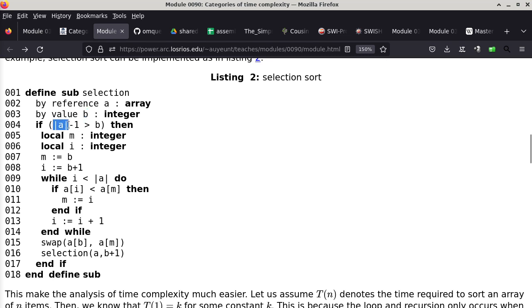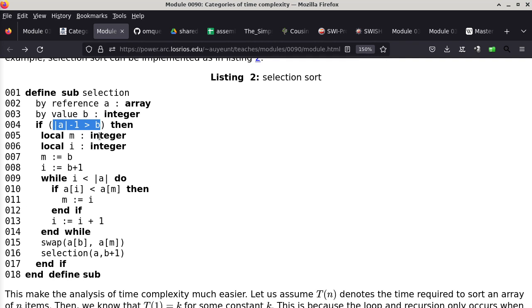If |A| - 1 is greater than b, then we still have something to do. So what does that mean? |A| - 1 is the index of the last element in the entire array. And if the index of the last element is greater than b, then we still have some portion of the array that we might need to still do some work with. Does that make sense? Okay.